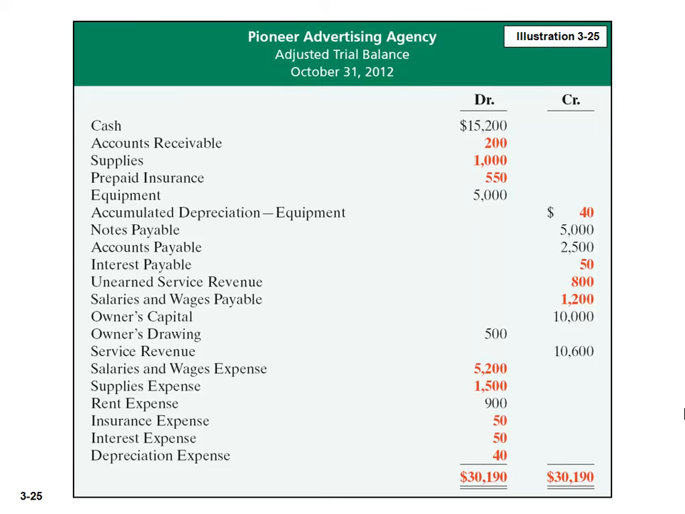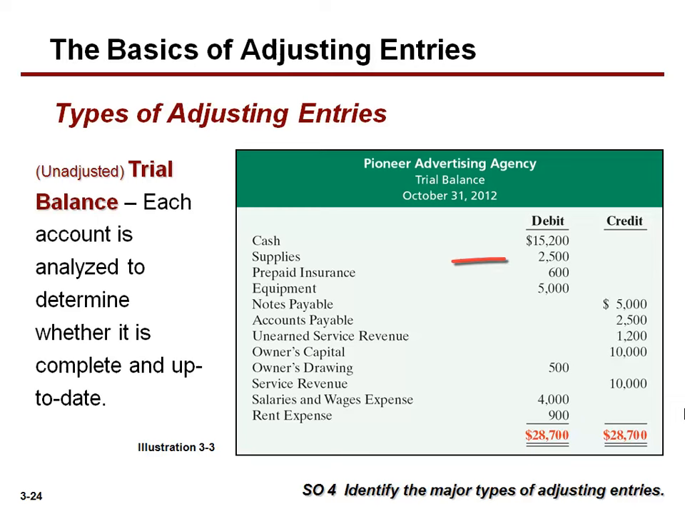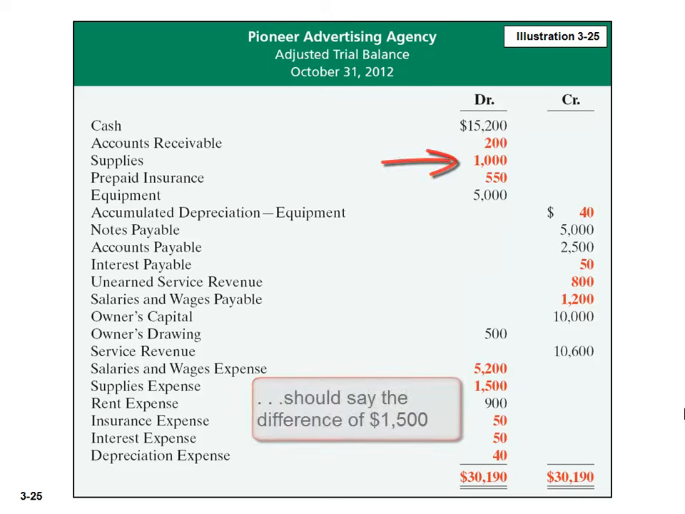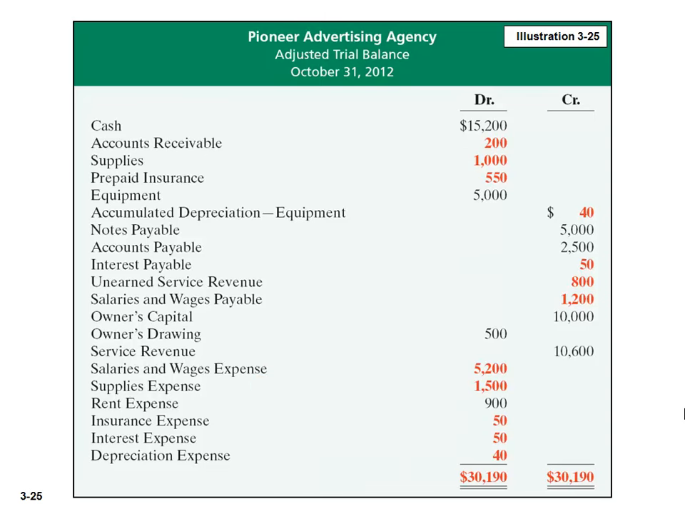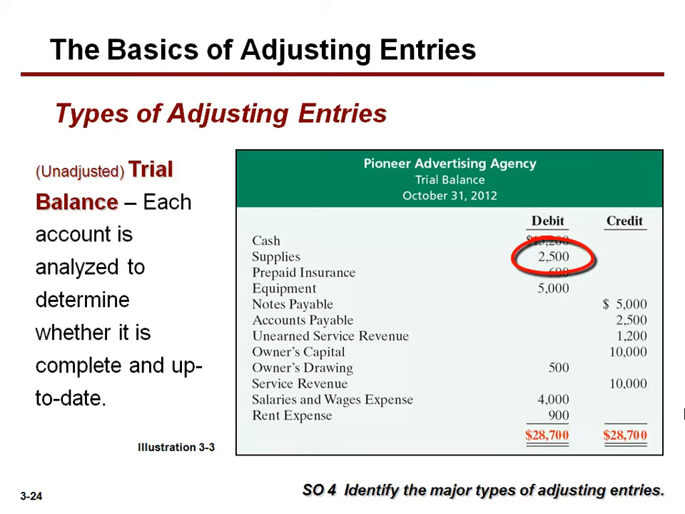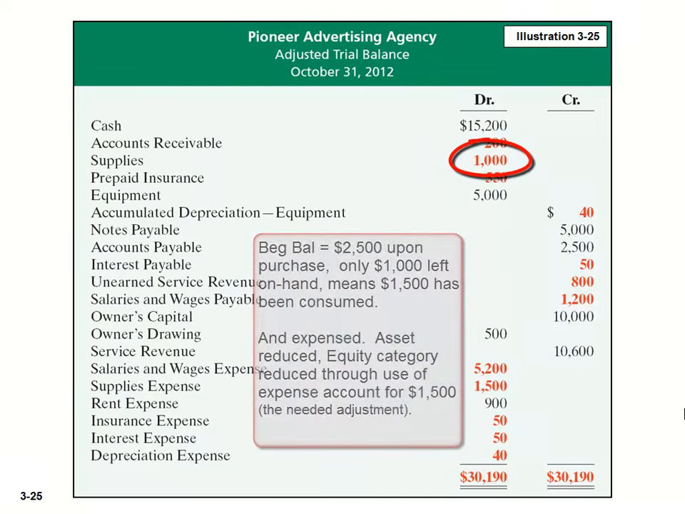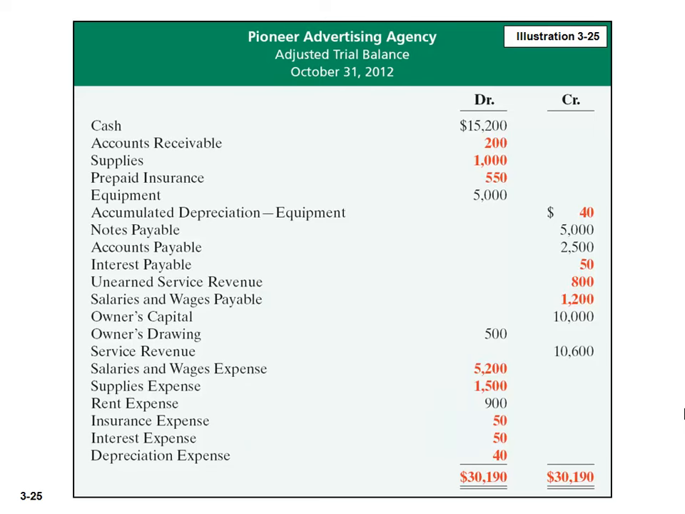To look at another example, supplies. Let's look back at the starting point, $2,500. We take an inventory and determine that only $1,000 are left, so the remainder, $1,500, has been consumed or used up during the time period, and so we reduce the supply asset from $2,500 down to $1,000 by an entry of $1,500 and recognize that as consumed items in supply expense. Supply expense appears in the income statement because those amounts have been used up during that time period.